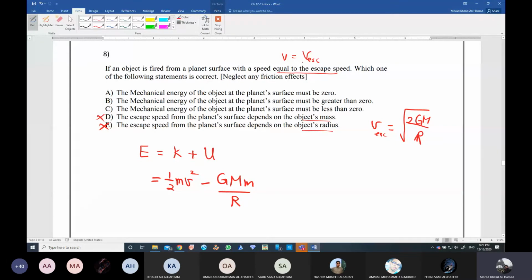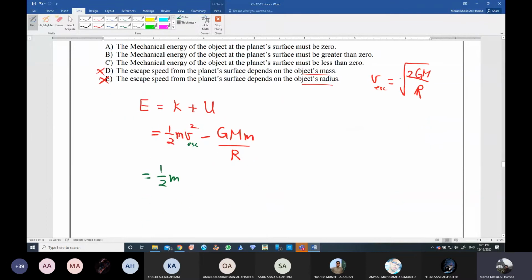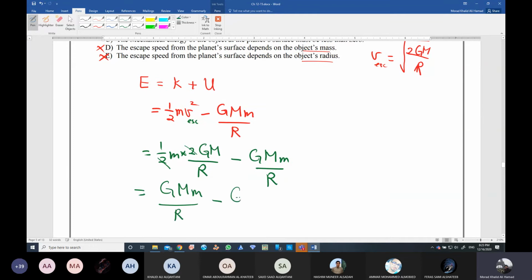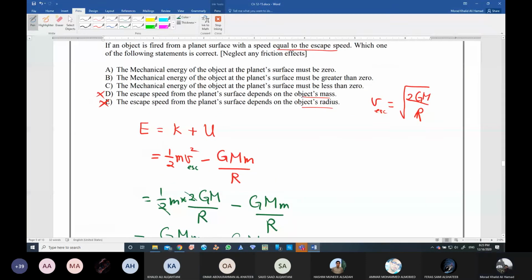But here it is given that v is equal to v escape. And we know that v escape is equal to the square root of 2GM over r. So v escape squared is equal to 2G mass of the planet divided by r. And this is U. Is it okay? Yes. Now we can eliminate this 2 with this 2, and rearrange. We end up with G mass of the planet, mass of the object divided by r, minus G M small m divided by r, and this is equal to 0. So now we convince ourselves that A is the correct answer.